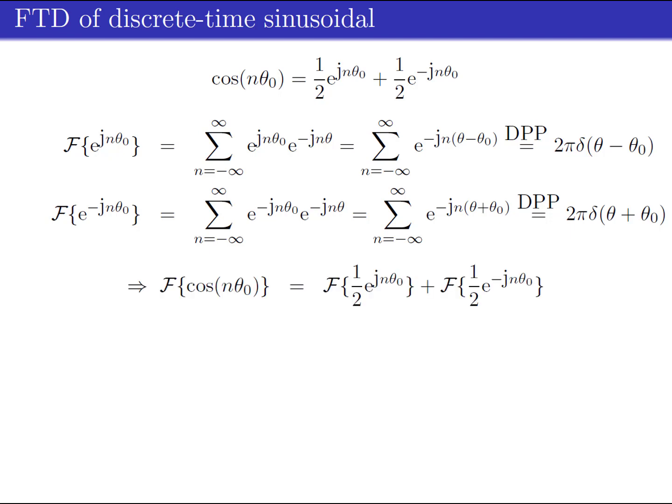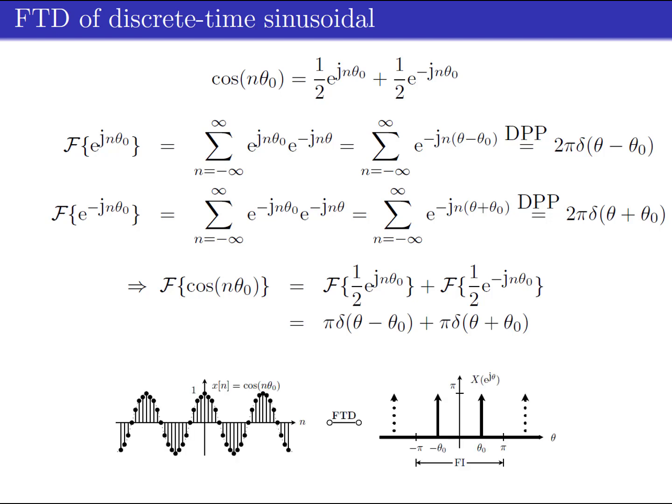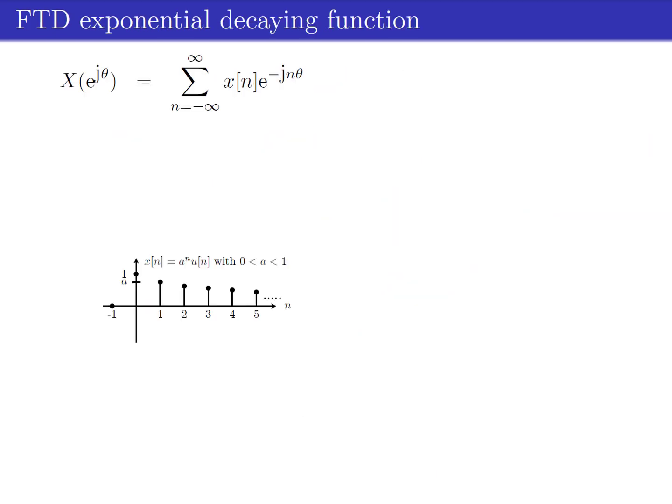Thus the result of the FTD of a sinusoidal function with frequency theta 0 results in 2 delta functions at frequencies theta is plus or minus theta 0, which is represented in the figure. A plot of a discrete-time exponential decaying function which starts at index n is 0 is depicted in the figure.